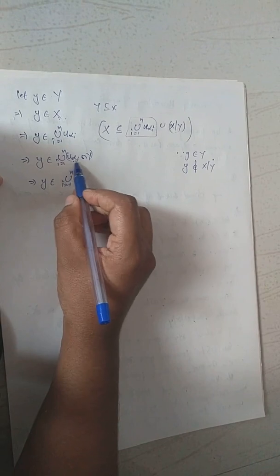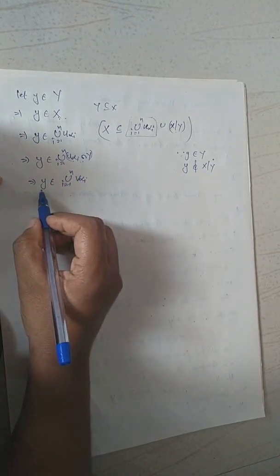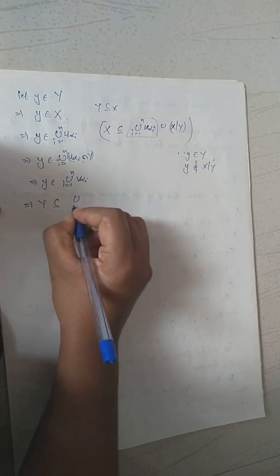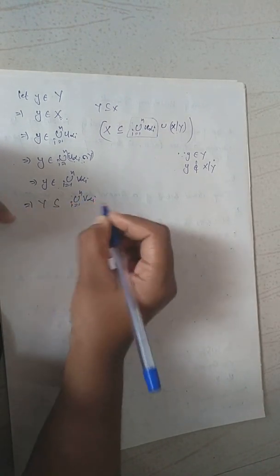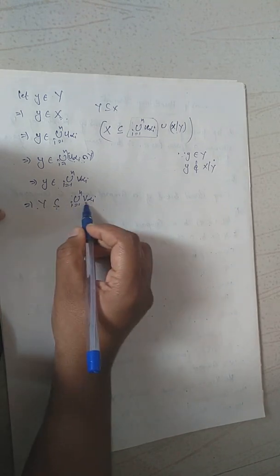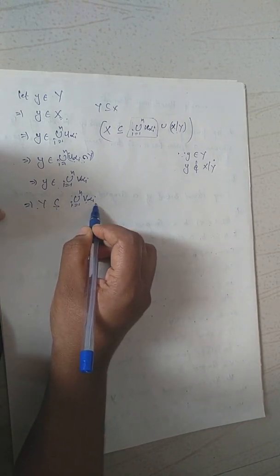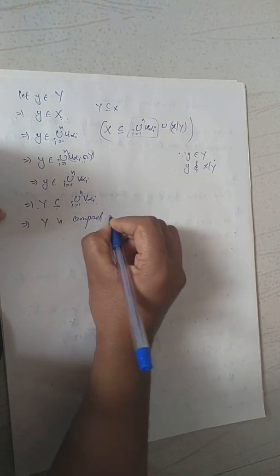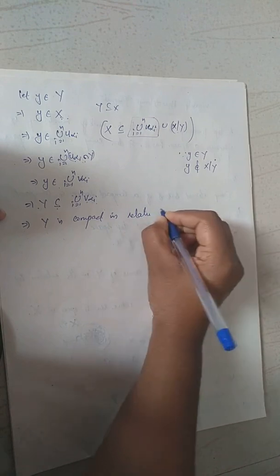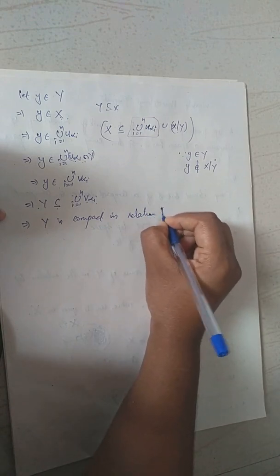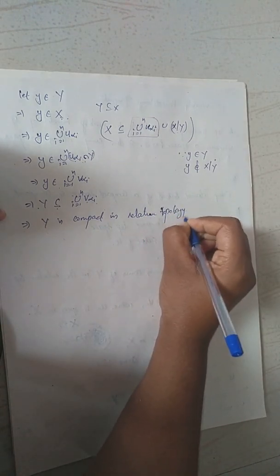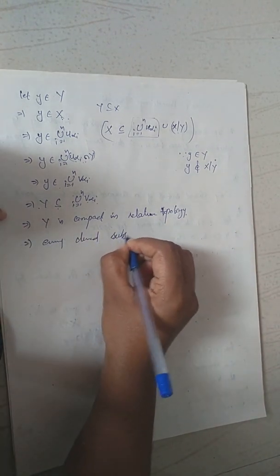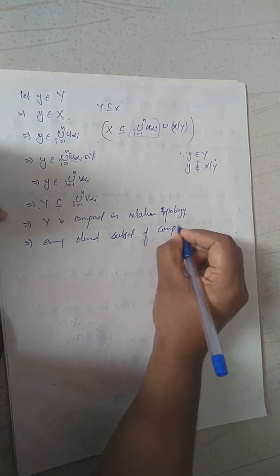It is nothing but an open set in relative topology. So you get y belongs to union i equal to 1 to n v alpha i. So which implies y is contained in union i equal to 1 to n v alpha i. That is, y is completely contained in a finite number of v alphas from collection v alpha, which implies y is compact in relative topology. So which implies every closed subset of a compact space is compact.